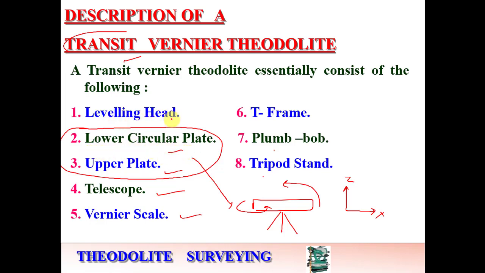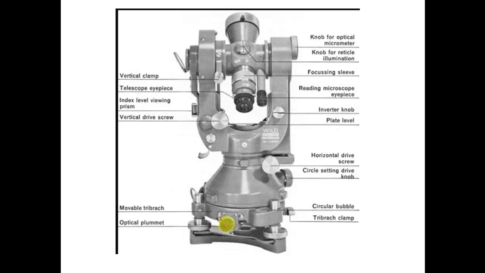And the last one is the leveling head. Okay, this leveling head must be placed over your tri screw. So we will see these details in a figure like this. We have screws. With the help of these screws we will level this circular bubble. Okay, and we have a tribrach over the screw. Over this tribrach we have the horizontal circle. Okay, this is our horizontal circle, and here we have a vertical measurement.